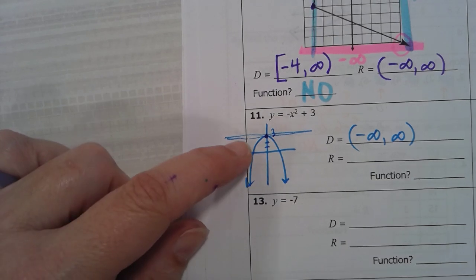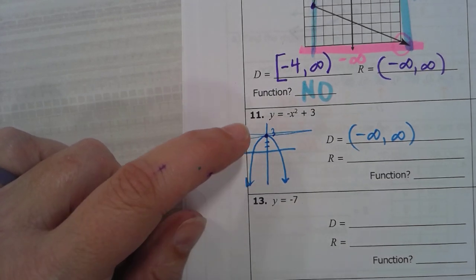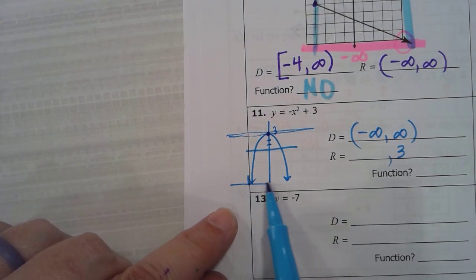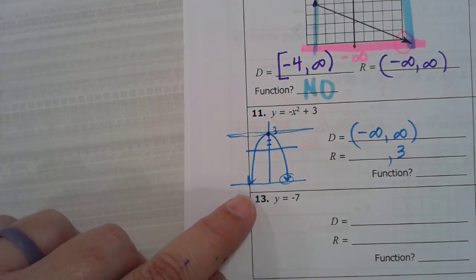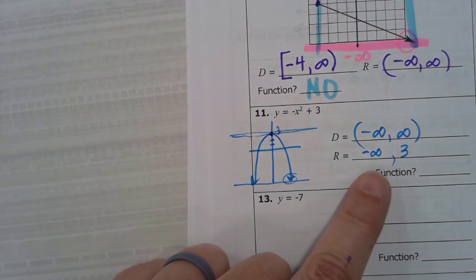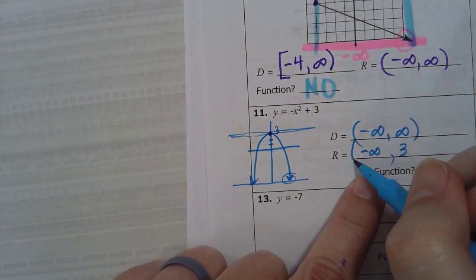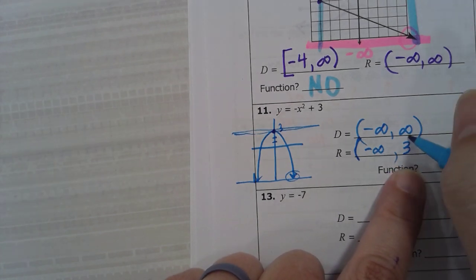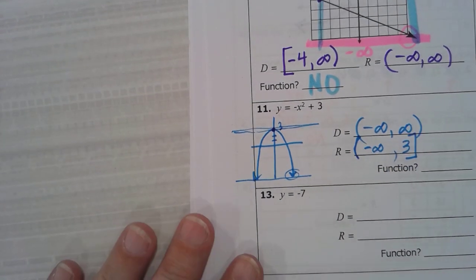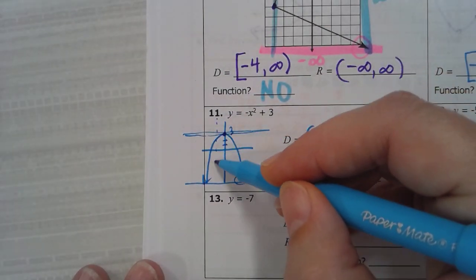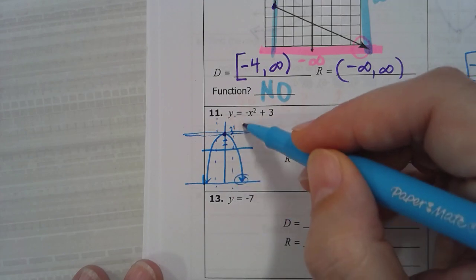Is that the big value or the little value? Big value. The 3 is the big value, so that goes last. And down here is our little value with these arrows, which show that they're going towards negative infinity. So infinity gets a parenthesis. What about our 3? Is it going to get a bracket or parenthesis? Bracket. And is this a function? Yes. Because if I draw a line this way, it only ever touches it once.